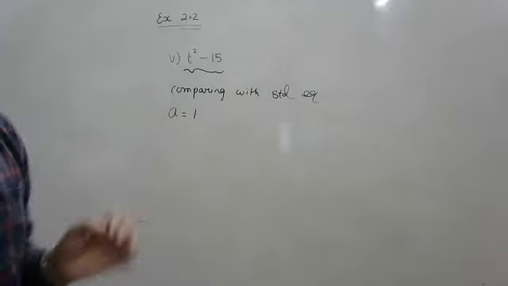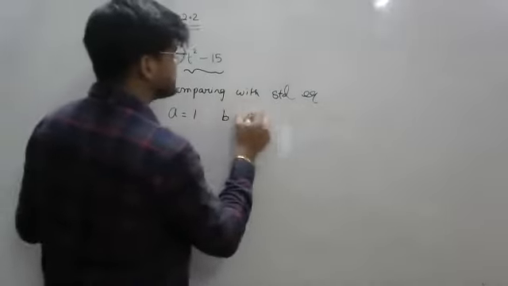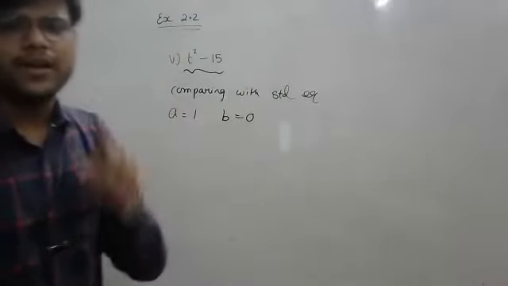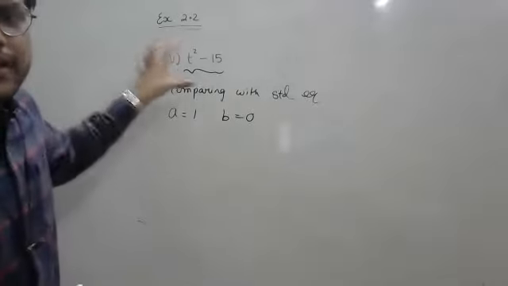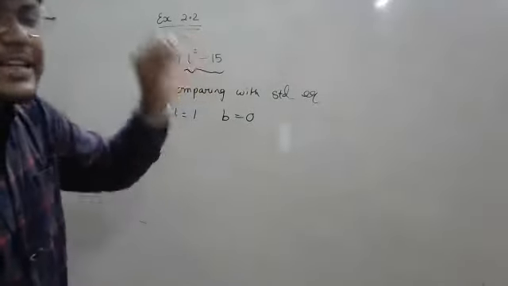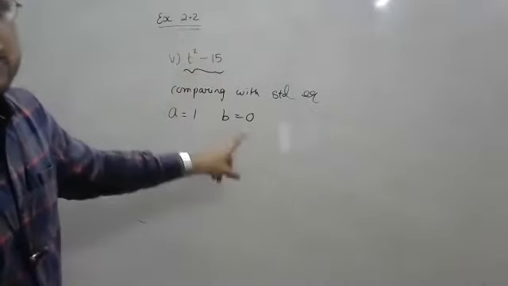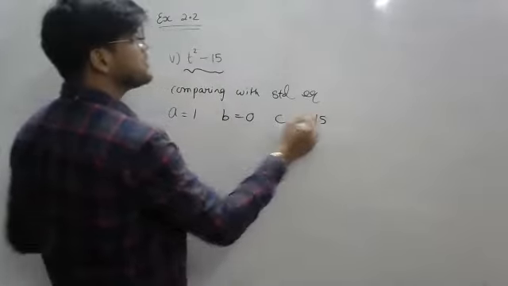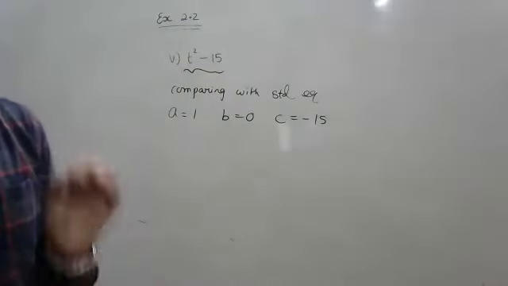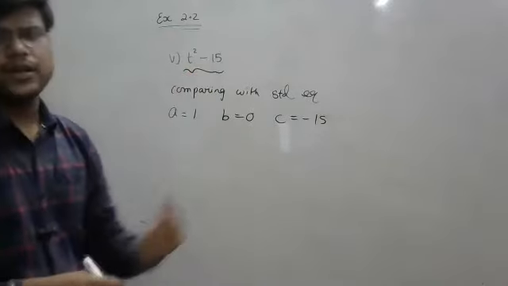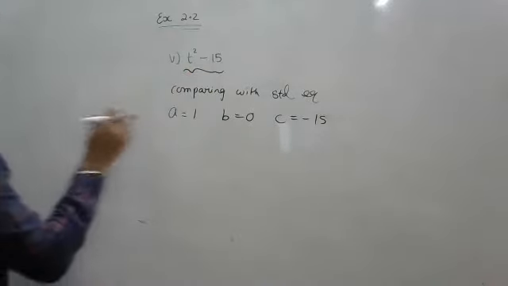So that means the value of a is 1, and the value of b will be 0 because there is no term where the power of the variable is 1. There is no t alone here, it is missing. So the value of b will be 0 and c will be the number. Here don't miss the sign. One of the common mistakes is forgetting this sign, it is important. Now you have the values for a, b and c.